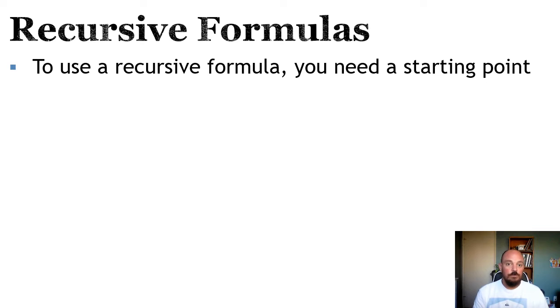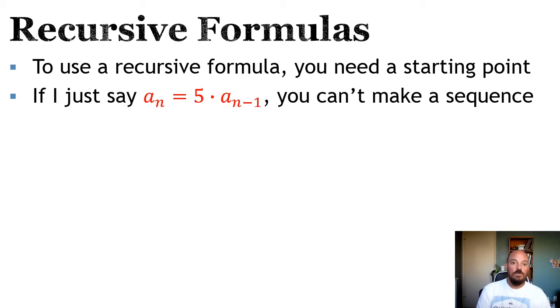Now, in order to use a recursive formula, you need a starting point. If you take a look at one of those that we just looked at, like an equals 5 times an minus 1, I can't make a sequence from that because I don't know what to start with. What it's saying is to find any term, you take the one before it and multiply it by 5. Well, to find the first term, you don't have anything before it, so you don't know where to start. So basically what you need is a starting point.